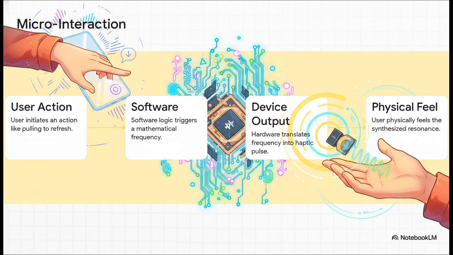Step 2. Boom. The software logic instantly triggers a very specific mathematical frequency. Step 3, your phone's internal hardware translates that frequency into a precise haptic and audio pulse. And step 4, you physically feel that resonance. Your phone literally vibrates at a calculated frequency to simulate the exact feeling of a physical spring stretching out and snapping back into place. It's an illusion, but it's an illusion completely powered by acoustic mechanics.